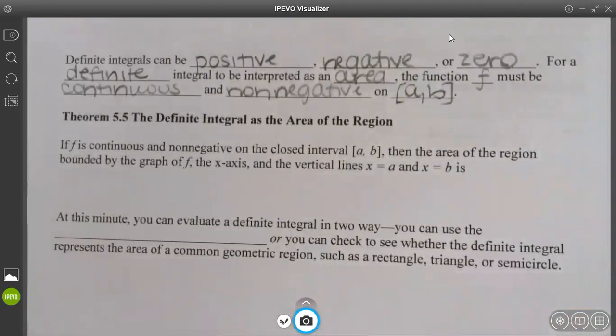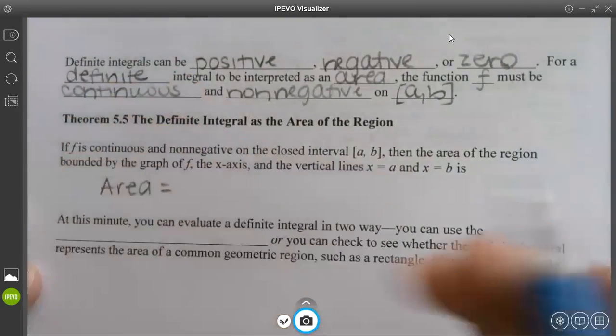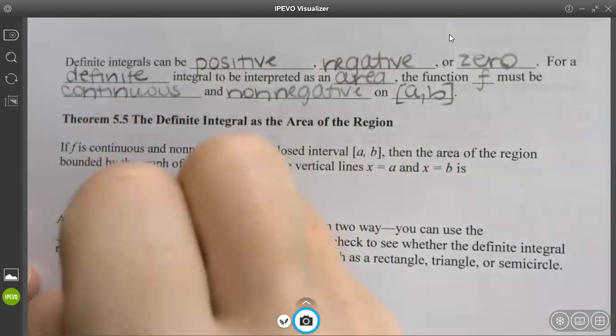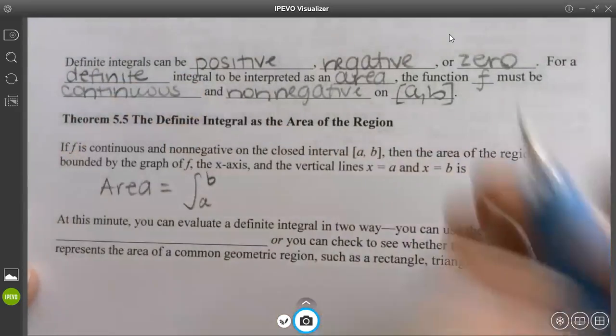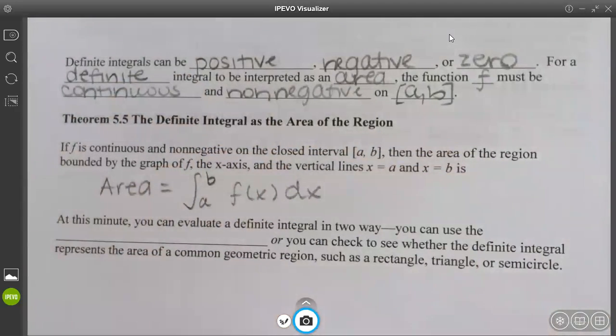Again, remember finding that integration and finding that number at the end is going to give you the area of the region. So if f is continuous and non-negative on the closed interval a to b, then the area of the region bounded by the graph of f, the x-axis and the vertical lines x equals a and x equals b is the area equals the integral from a to b of f of x dx. We've already written the area formula as the limit of the summation of f of ci delta x. So this is the same thing.